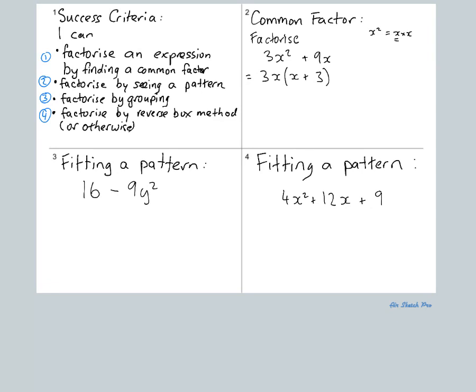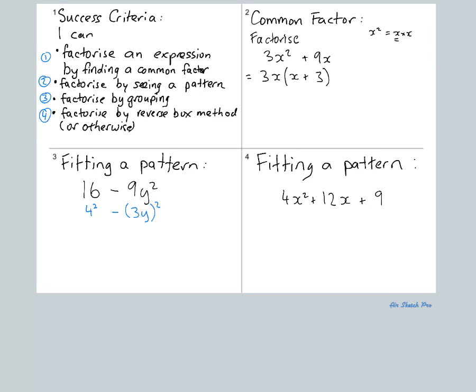So 16, for example, I can see is a square number. It's 4 squared. 9, I can see is a squared number. It's 3 squared. And y squared, I can see is a squared number because y squared is y squared. So we've got 3y squared. Am I making sense? So it's a squared minus b squared. Look what I'm circling, the whole of 3y.